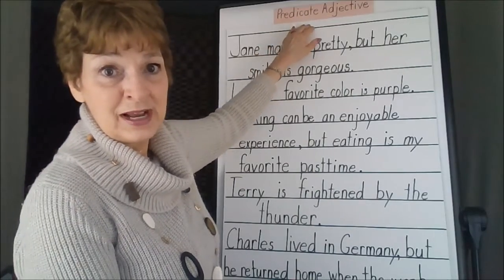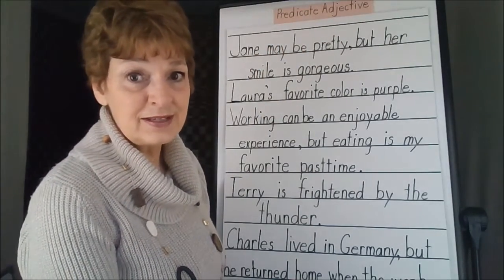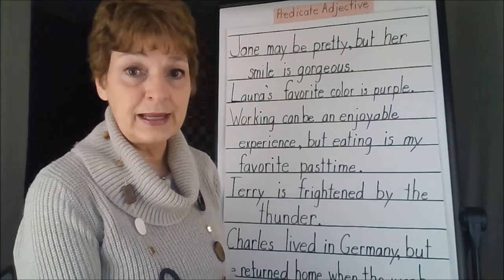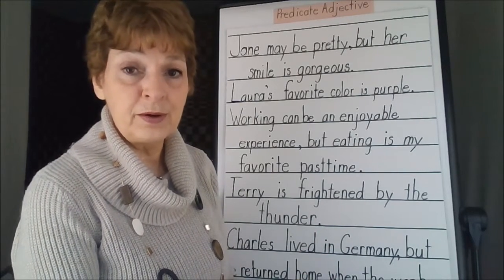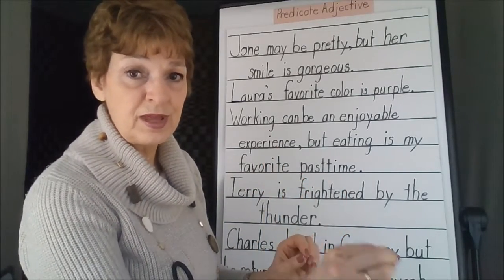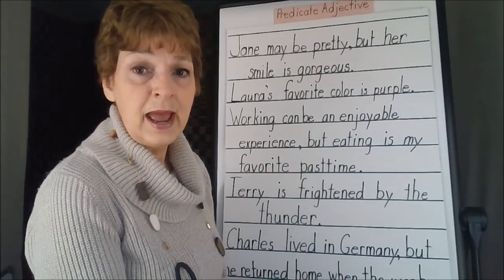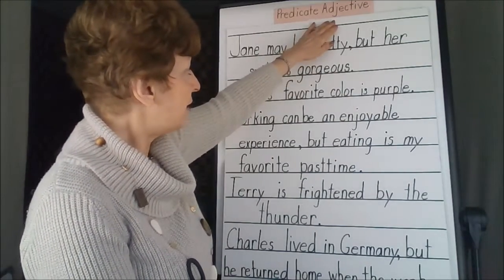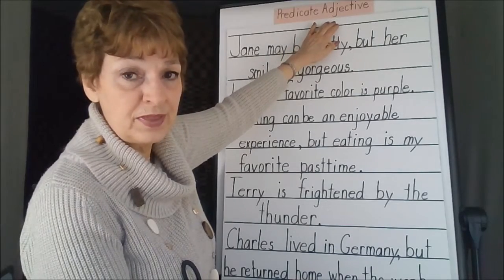Predicate adjective. Now we know that an adjective itself modifies a noun. So if we had something like yellow bananas, we would know that the banana part, that's the noun, that's a person, place, or thing, in this case a thing, and we're describing that yellow. All right, so our adjective usually comes before the noun.